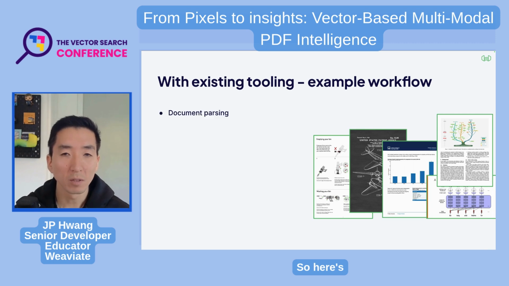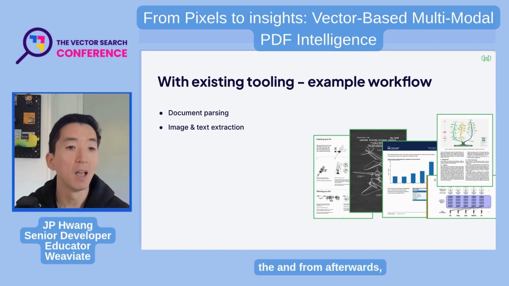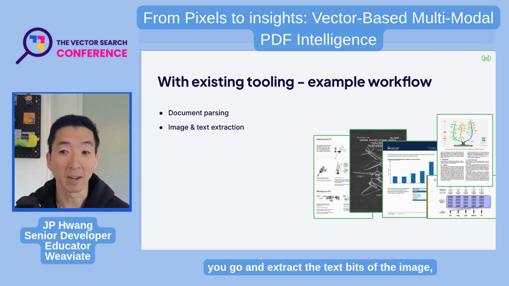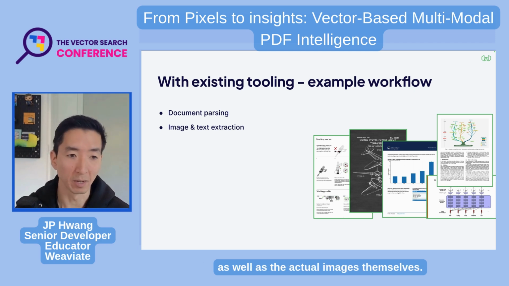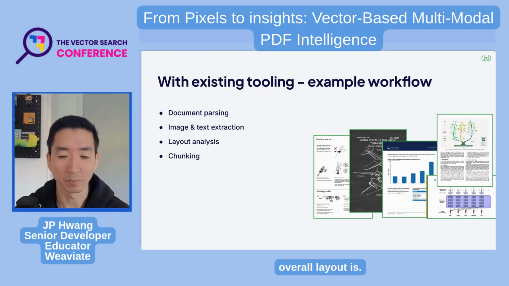So here's a typical workflow with something like this. You go through document parsing, after which you go and extract the text bits of the image as well as the actual images themselves. And you have to have some way of figuring out what the overall layout is.